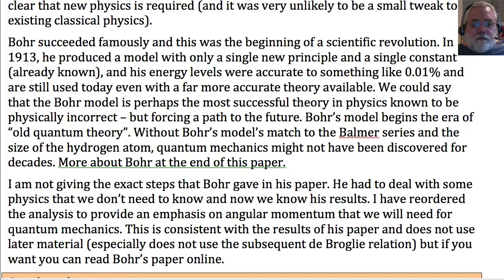I'm not giving the exact steps that Bohr gave in his paper. He had to deal with some physics that we don't need to know, and now we know his results. I've reordered the analysis to provide an emphasis on angular momentum that we will need for quantum mechanics. This is consistent with the results of his paper and does not use later material, especially does not use the subsequent de Broglie relation. But if you want, you can read Bohr's paper online.